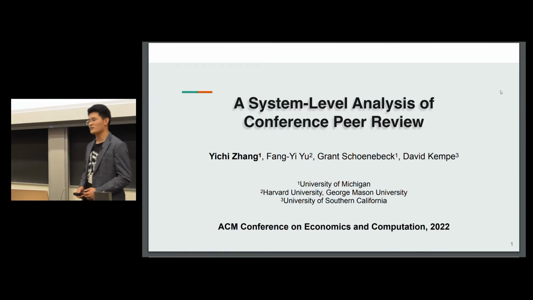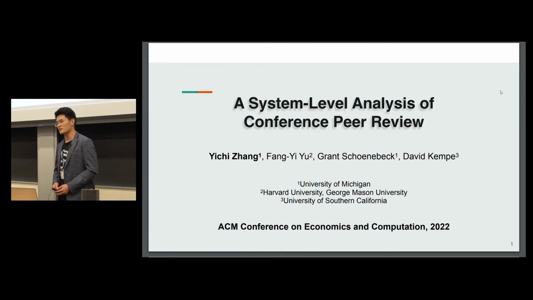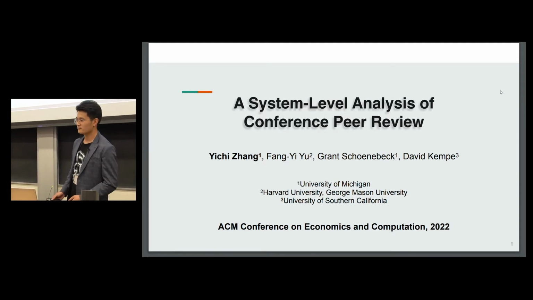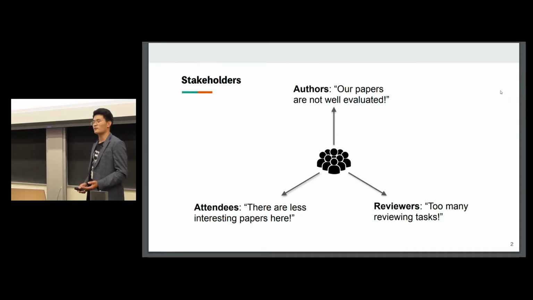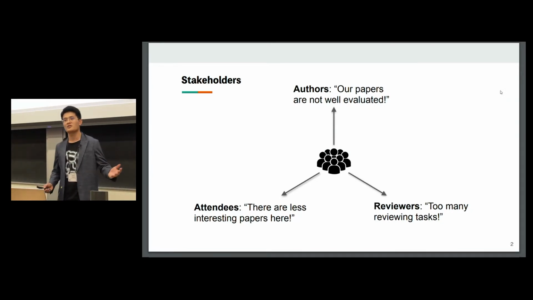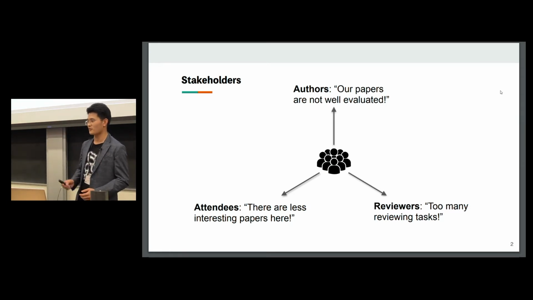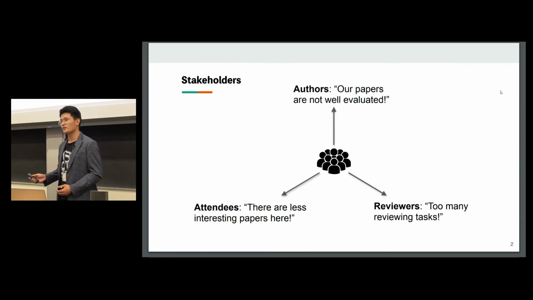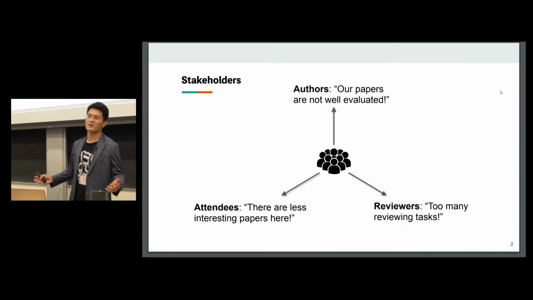In this talk, I will present a system-level analysis of conference peer review. We are all interacting with conferences, especially the large computer science conferences. I bet everyone here has experienced at least one of these cases. As authors, we often feel that our papers are not well evaluated. As attendees of a conference, we find there are less interesting works, or there are just too many works to locate the really interesting ones. And of course, as reviewers, we complain about the overwhelming reviewing workload.